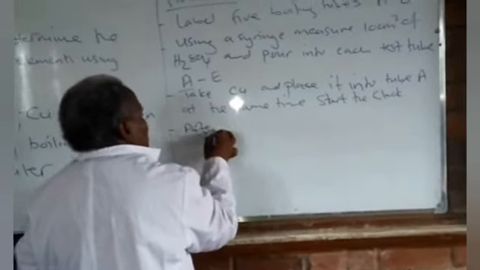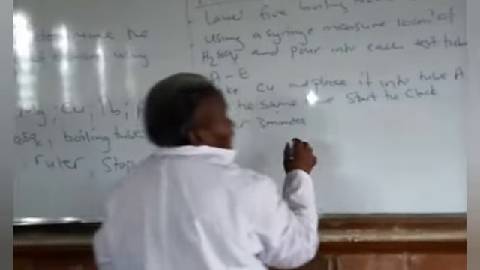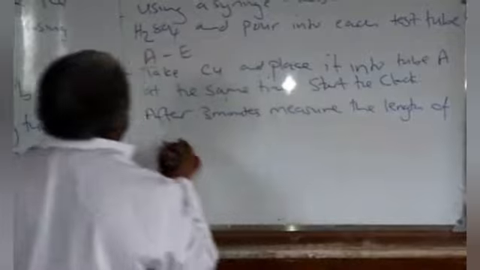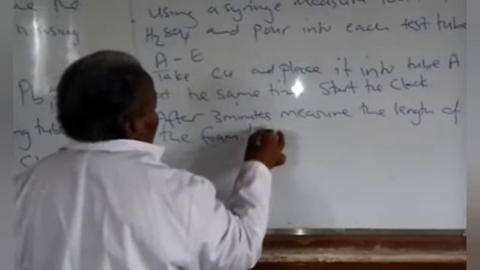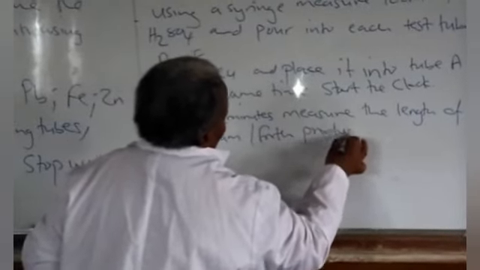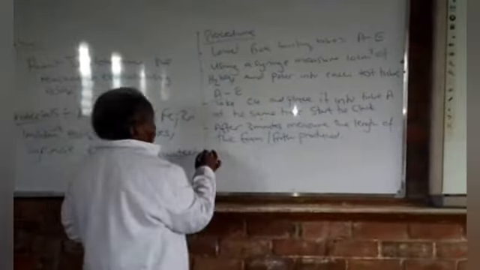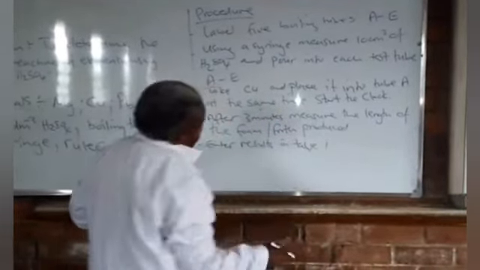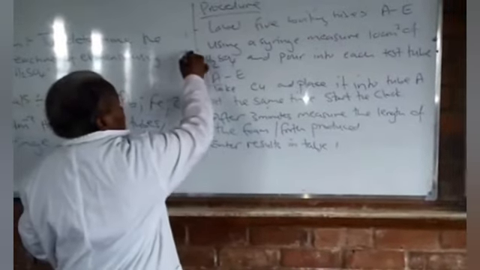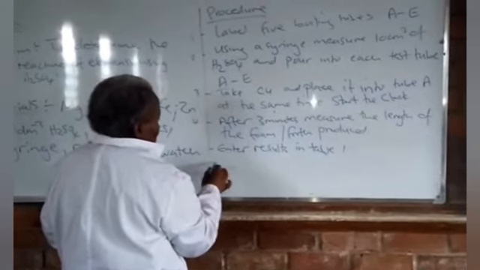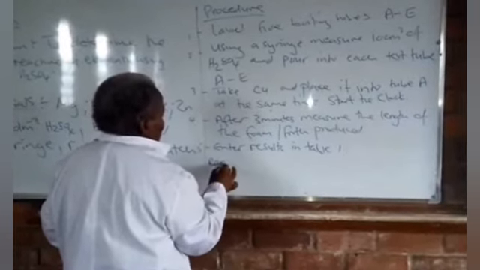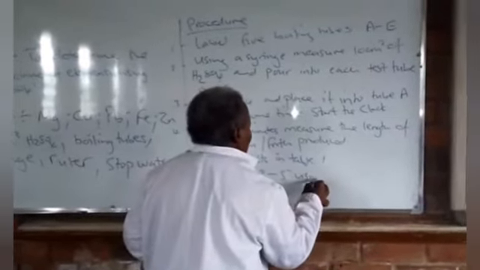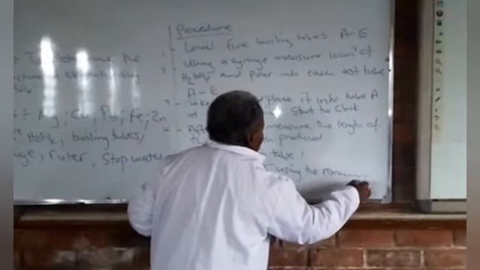After 3 minutes, measure the length of the foam or froth produced. Enter your results in table 1. Then we are going to repeat steps 3 to 5 using the remaining metals.